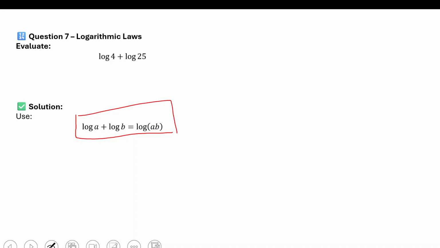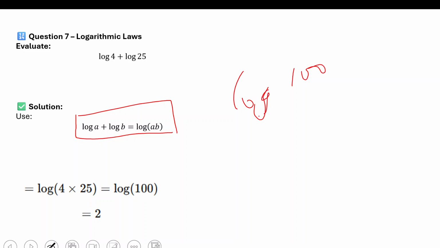So logarithmic laws. I have log 4 plus log 25. The law we're going to be using is if we have log A plus log B, that is the same thing as log AB. If a plus operation is involved, then you multiply both terms, as we're seeing here. So we're going to apply that to this particular question. Log 4 times 25 is log 100, and log 100 is 2 because log 100 to base 10.